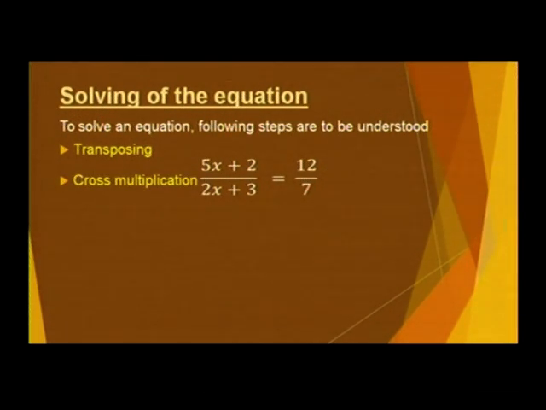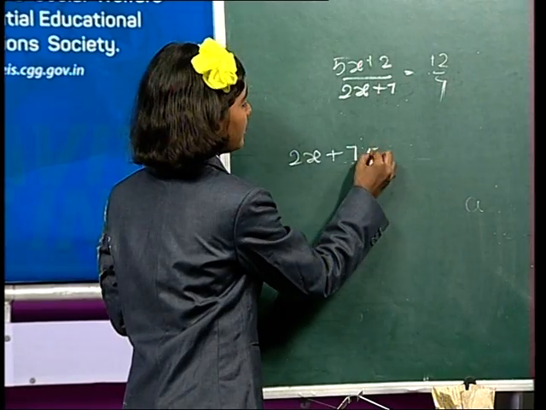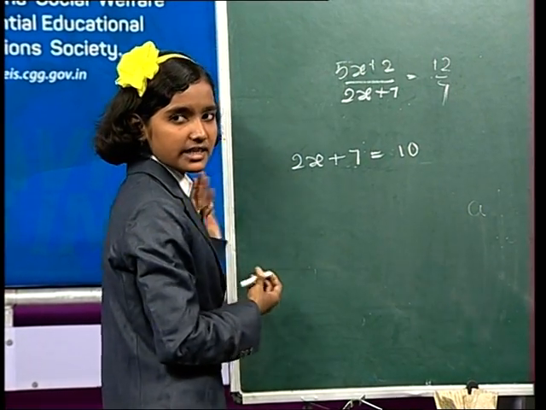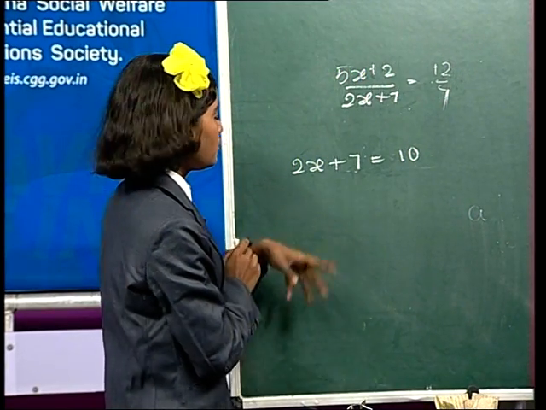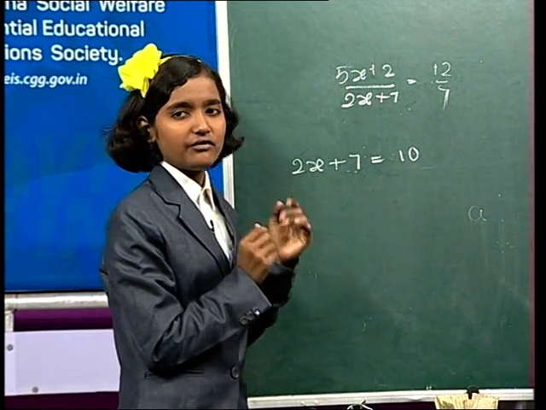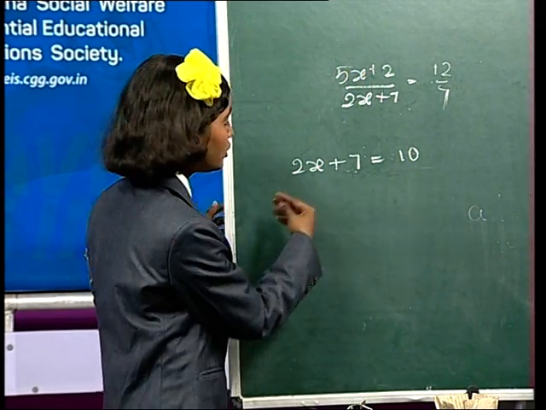First of all, we have to solve this equation, and next the methods for solving the equation. First is transposing. So, transposing means what? If any example is given, 2x plus 7 is equal to 10. It is one of the examples. So, 2x plus 7 is equal to 10. How to transpose the values?